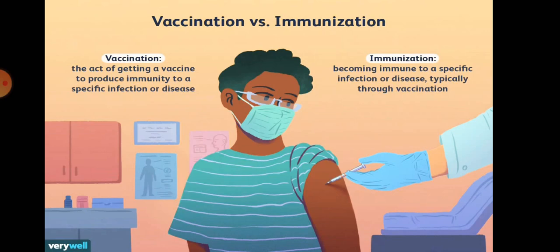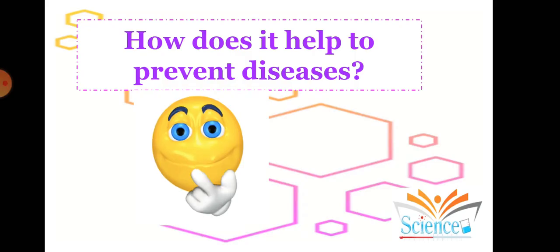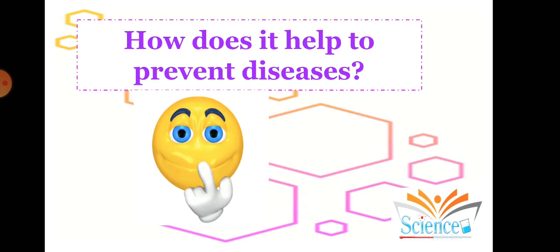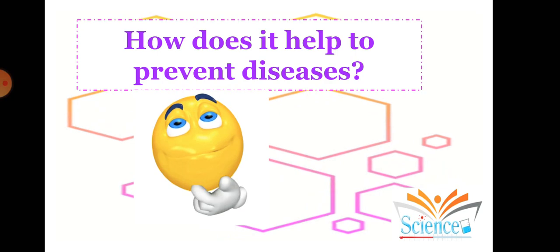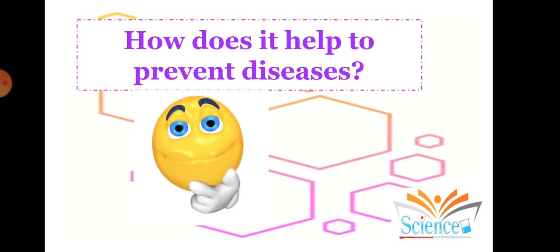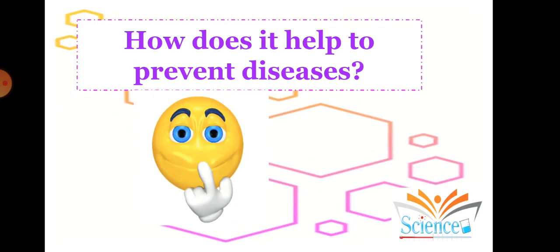So our body receives weakened or dead pathogens. When these microorganisms enter our body, the immune system produces antibodies against the disease-causing microorganism, and ultimately it guards our body. When we talk about this, we also get the information about the WBC, the white blood cells, which we have learnt in our earlier blocks. Now, how does it help to prevent diseases? It helps by producing antibodies in our body that guard and protect our body.